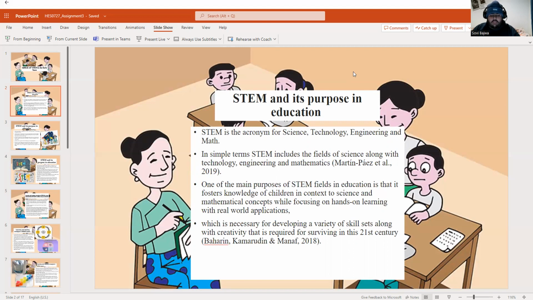One of the main purposes of STEM is to give children a context of what science and mathematical concepts are while focusing on learning in the real world. Just like basic addition and subtraction can be considered a part of STEM in early childhood education.